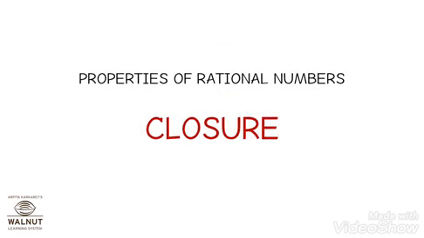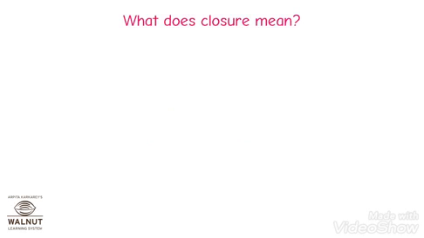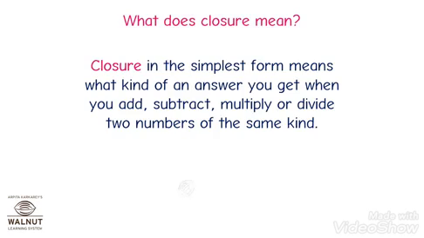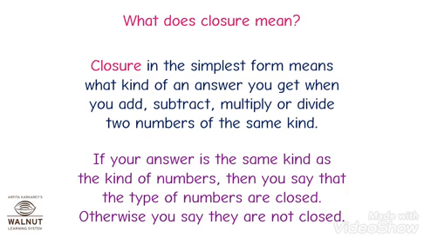Properties of rational numbers. Closure. What does closure mean? Closure in the simplest form means what kind of an answer you get when you add, subtract, multiply or divide two numbers of the same kind. If your answer is the same kind as the kind of numbers, then you say that the type of numbers are closed. Otherwise, you say they are not closed.